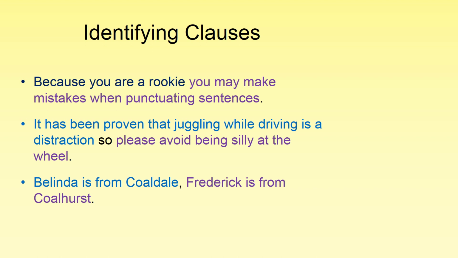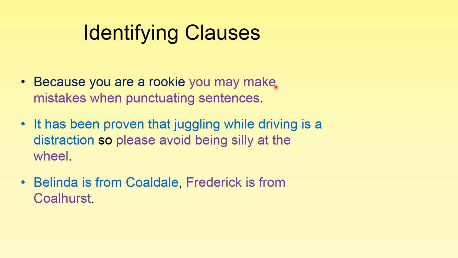When we're identifying clauses, we're looking for the 2 types, dependent and independent. When we notice a subordinating conjunction at the beginning of a sentence, we're likely going to have a dependent clause. Because you are a rookie leaves us hanging. We do have a subordinating conjunction, and we do have an independent clause hidden inside of it. You are a rookie. So therefore, we have a dependent clause starting off this sentence.